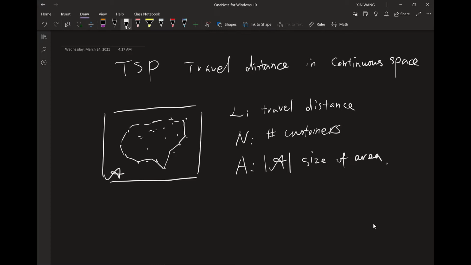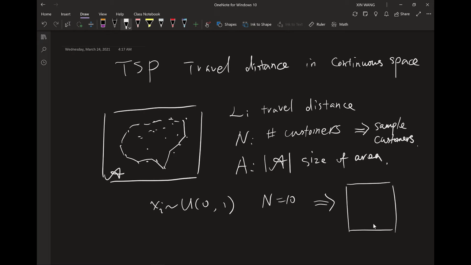So in this case, the number of customers is given, and then we may sample customers in our market area. For example, in our previous Colab cases, we sample the customers based on a uniform distribution from 0 to 1. Let's say the location of the customer satisfies a uniform distribution, and then we sample n customers. Let's say n equals 10, and then the customers will be distributed over a unit square and satisfy a uniform distribution in it.